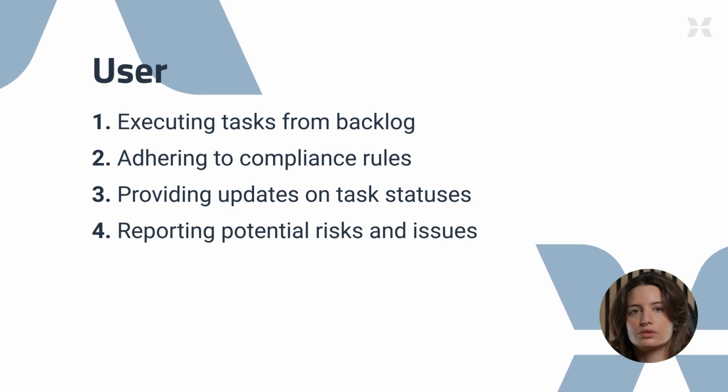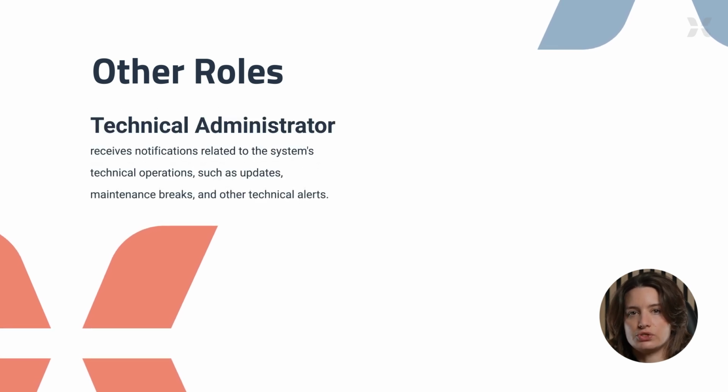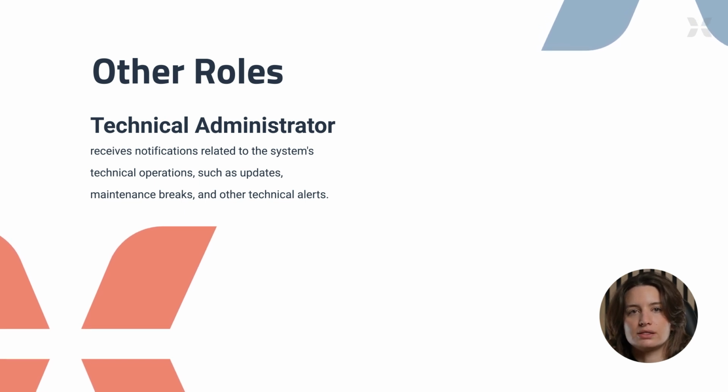All users also have access to the Cyrima process repository, allowing them to reference and utilize process-related documentation as part of their responsibilities. In the system, we also distinguish three additional contact roles that are not directly tied to system functionalities. This is, for example, the technical administrator, who receives notifications related to the system's technical operations, such as updates, maintenance breaks, and other technical alerts.